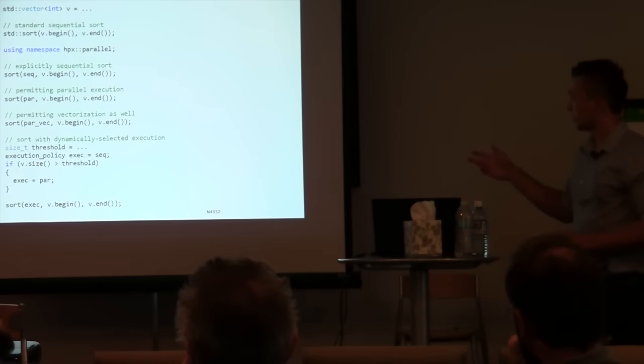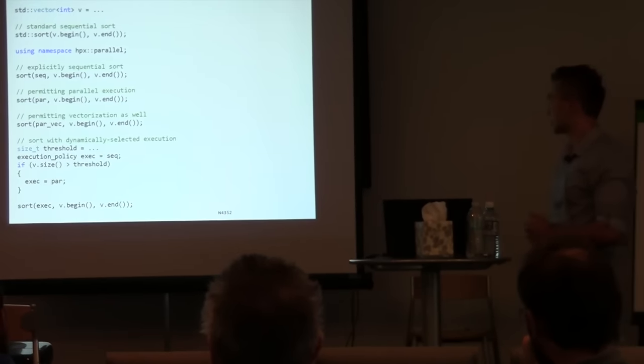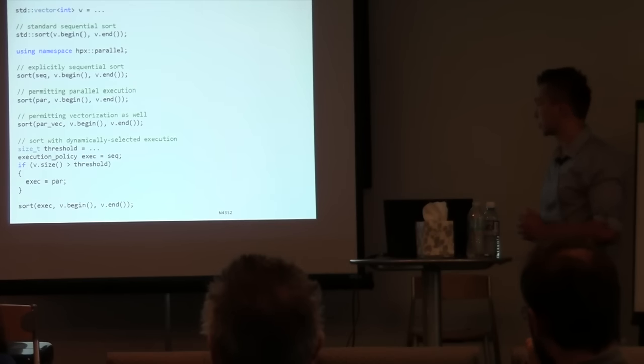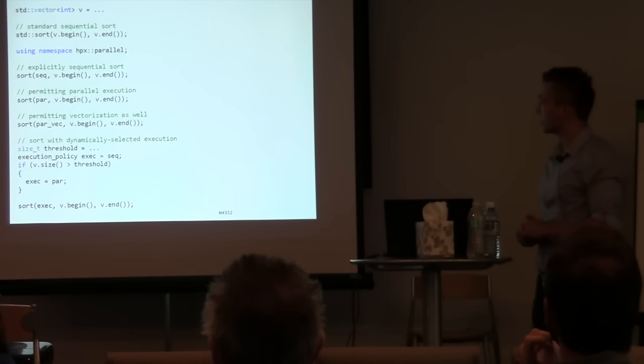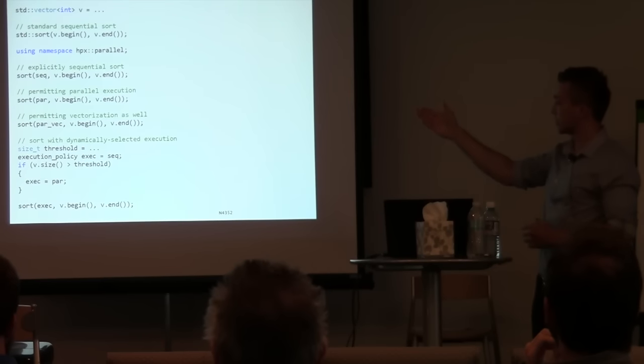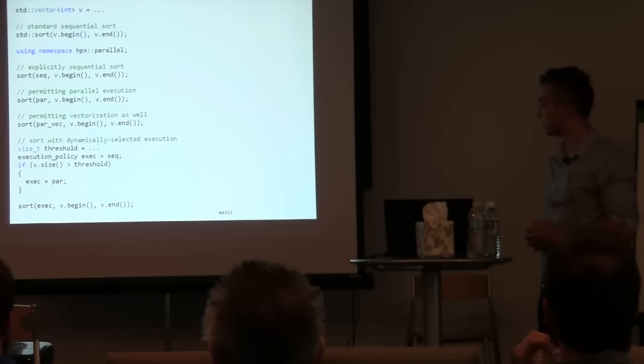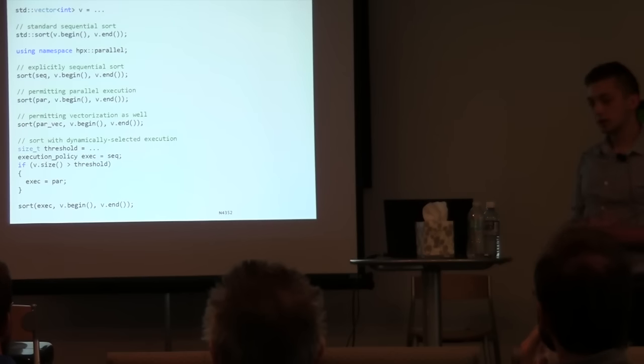Here's an example of what you would do with this new TS if it were to become standard in C++17. At the top you have your usual int vector v and your standard sequential sort, where you would sort from beginning to end from the vector. And now if you take advantage of the parallel execution policy, you have your using namespace hpx parallel, so you're in our runtime system. You can either sort it sequentially by passing in the seq tag in the beginning, or you can permit a parallel execution, which is passing in par.